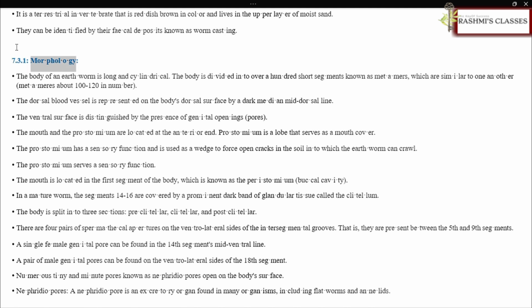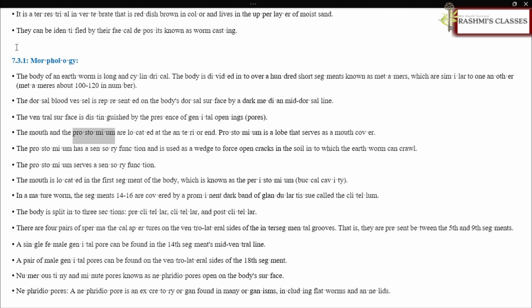7.3.1 Morphology. The body of an earthworm is long and cylindrical. The body is divided into over 100 short segments known as metameres, which are similar to one another, about 100 to 120 in number. The dorsal blood vessel is represented on the body's dorsal surface by a dark median mid-dorsal line. The ventral surface is distinguished by the presence of genital openings, pores.